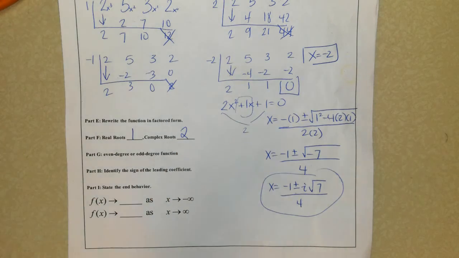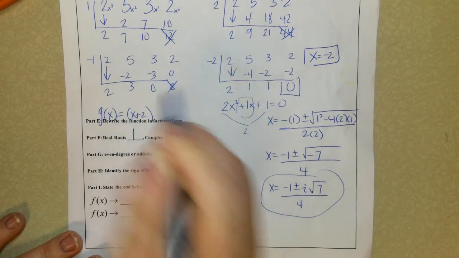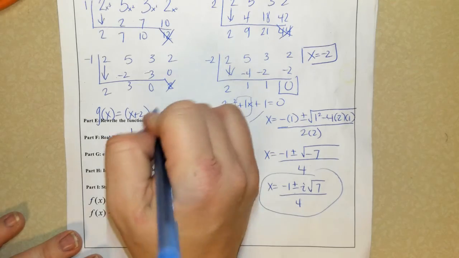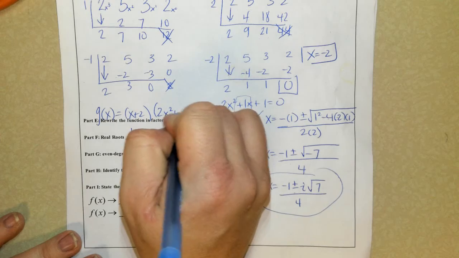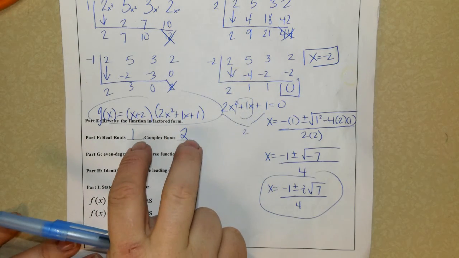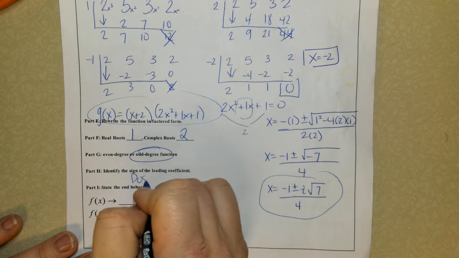So how do I write this in factored form? G of x equals x plus 2, and then we can bump back up to this part when we weren't able to factor this and write 2x squared plus 1x plus 1. Factored form, identifying what type of roots. This is odd, and it is a positive leading coefficient.